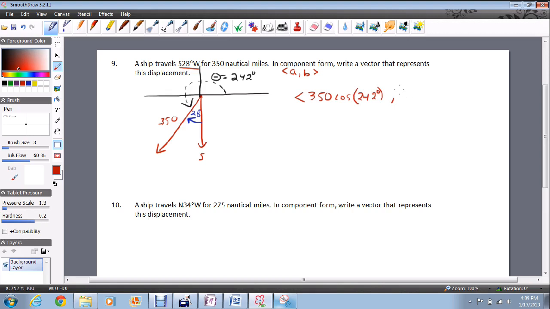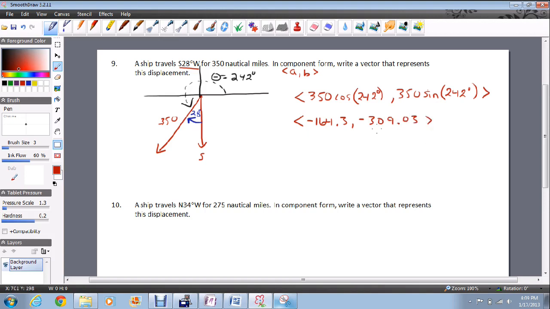Comma, 350 sine of 242 degrees. Again, make sure your calculator is in degree mode if we're talking about a degree problem. If you plug both of those expressions in, you get negative 164.3 and negative 309.03.